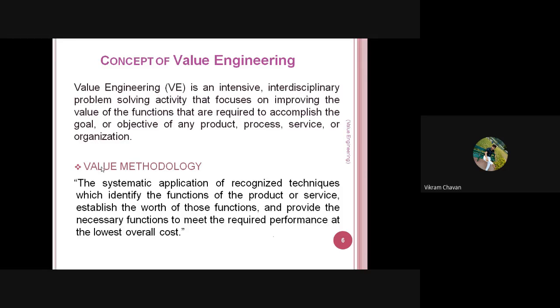Okay, the systematic application of recognized techniques which identify the functions of the product or a service, establish the worth of those functions, and provide the necessary functions to meet the required performance at the lowest overall cost. Getting everyone? So please note down the concept of value engineering.